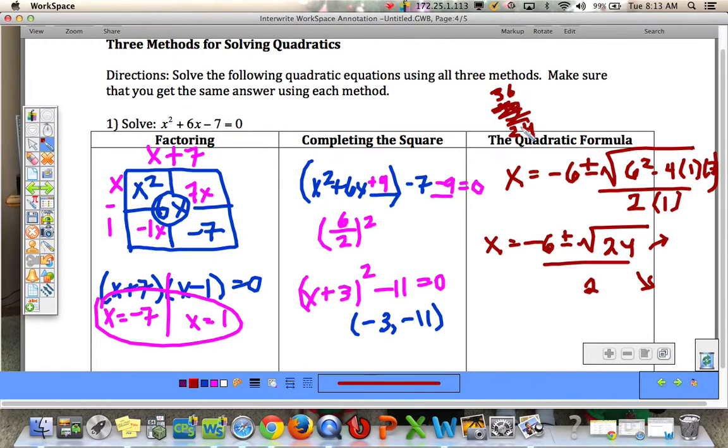Okay, so minus 28. 36 minus 28 is 8. Okay, so I made a mistake here. Let's fix this. This should be 8, not 24, because this was a 7. Okay, and then you would solve, and you would get your two answers this way. And it should match up. I'll have to double check that it should match up, though.